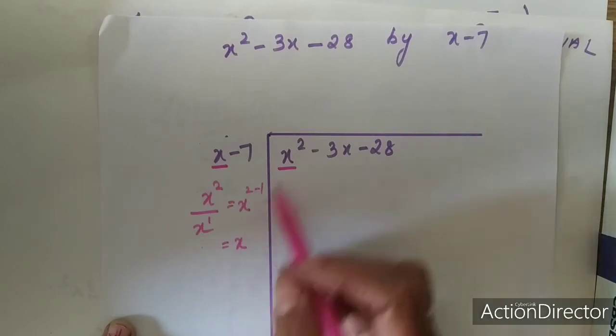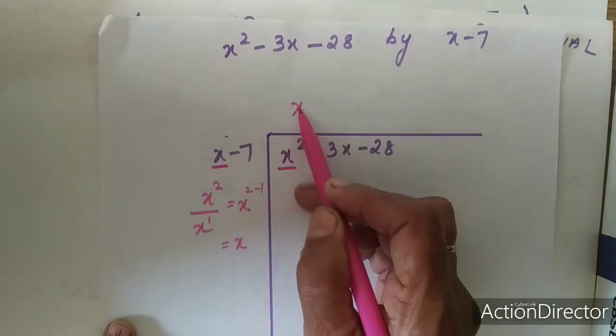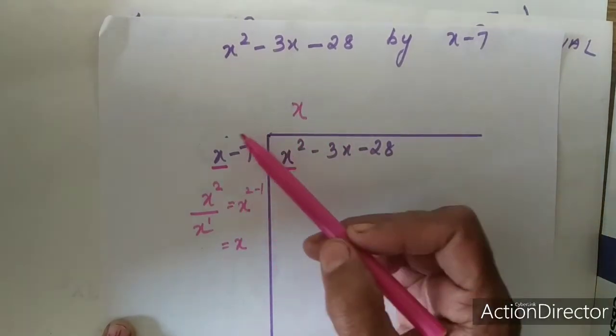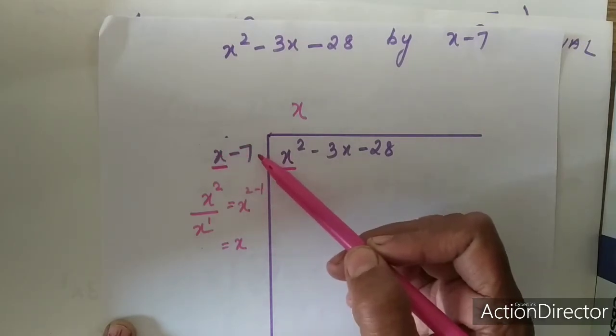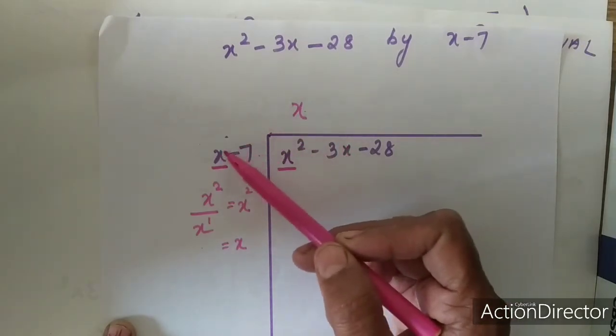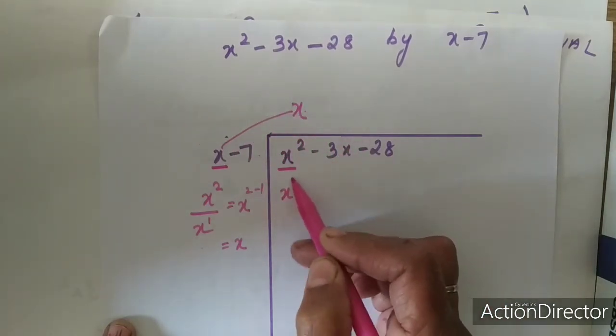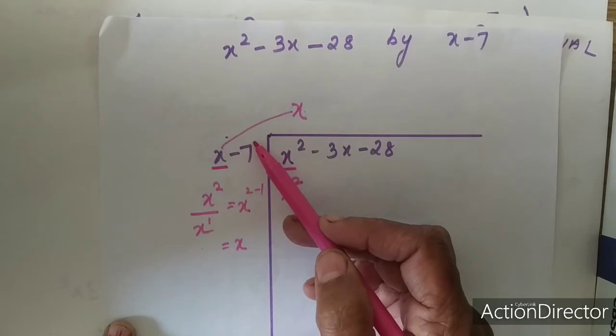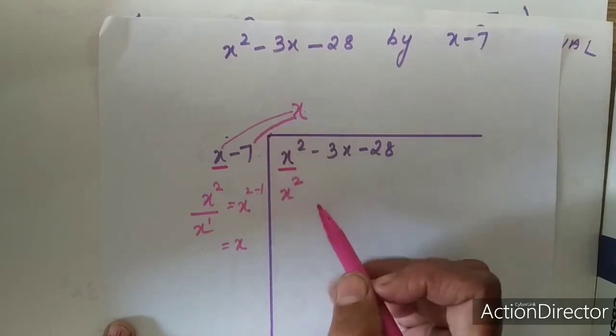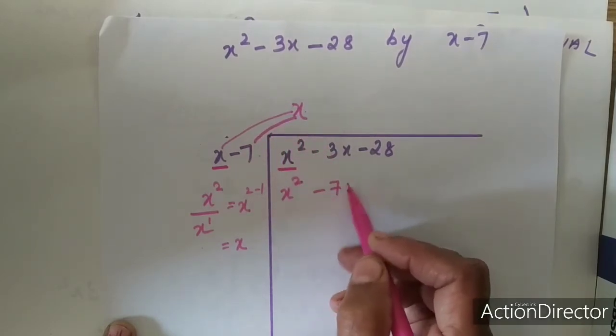So what is the first term of the quotient now? x. So the next step is to multiply each term of the divisor by the quotient. So the first term is x. So x into x will be x square. The second term is minus 7. So minus 7 into x is minus 7x.